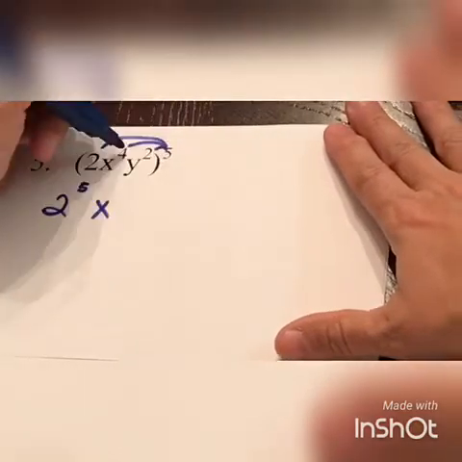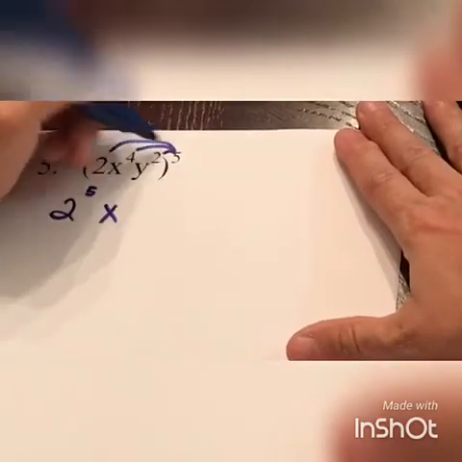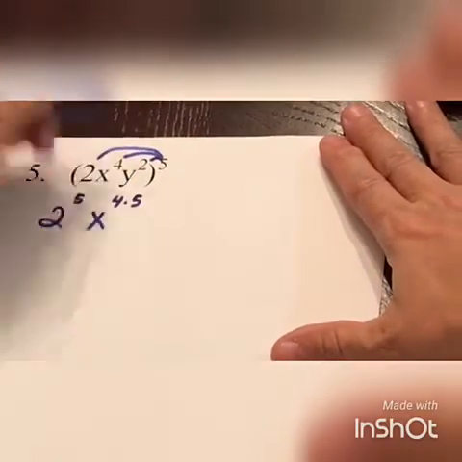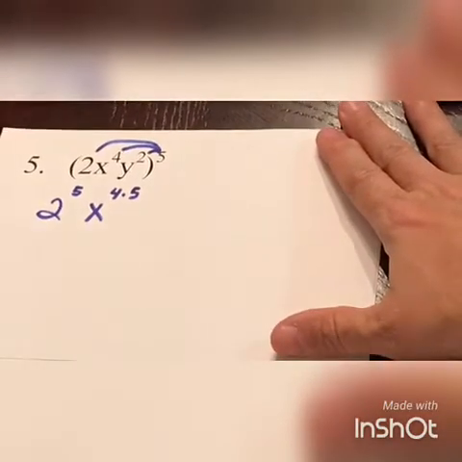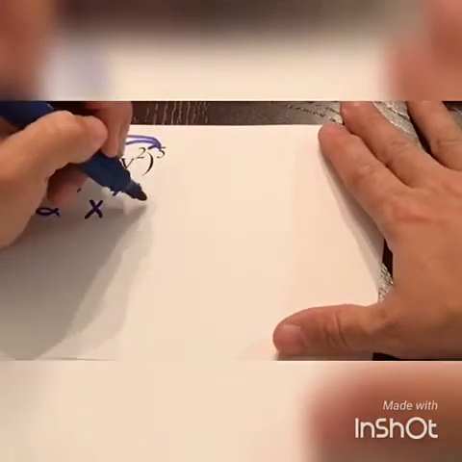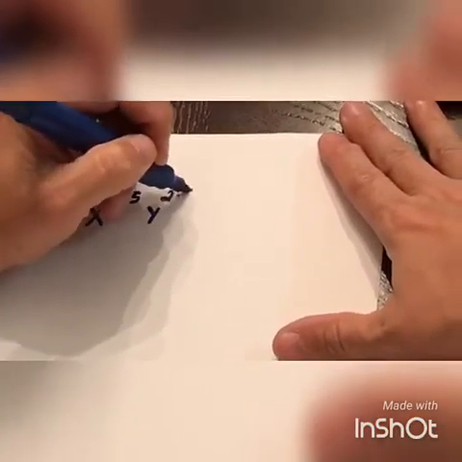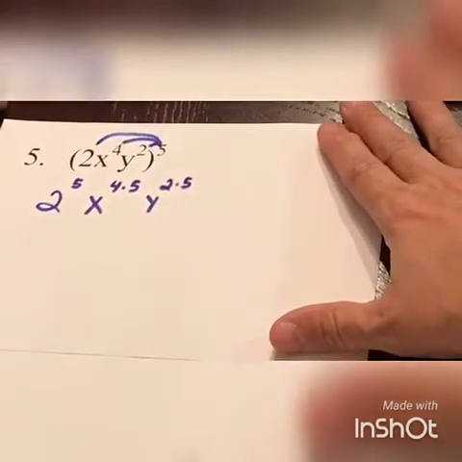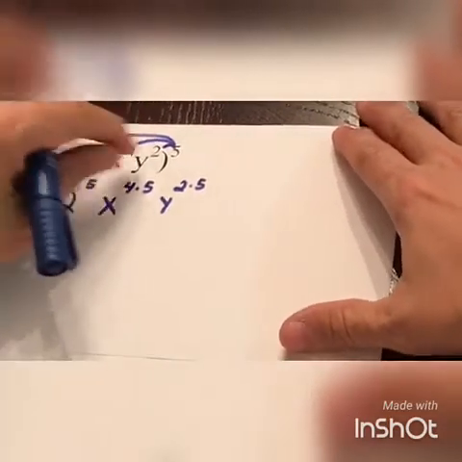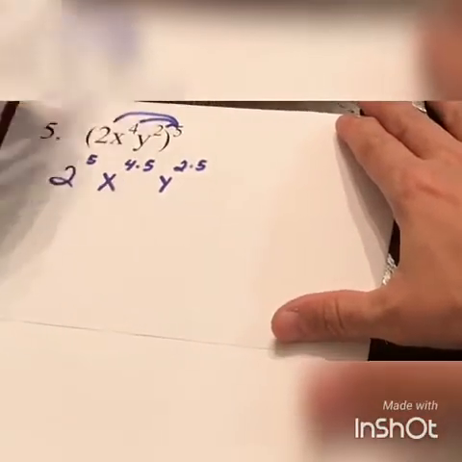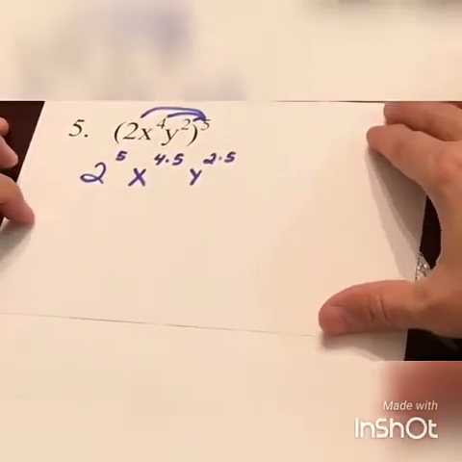When I distribute the 5 to the 4, it's not 4 plus 5, it's 4 times 5. And then distributing the 5 to the 2 is not 2 plus 5, it's 2 times 5. So instead of writing that parentheses out 5 separate times and working it out, this shortcut will save us a little bit of time.